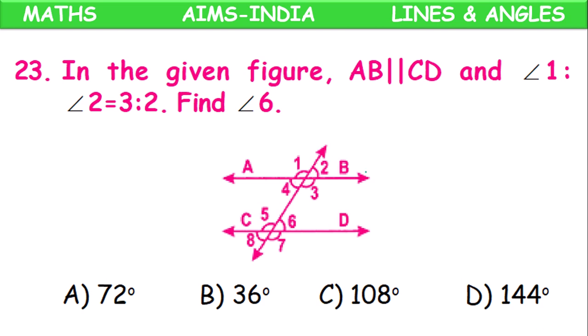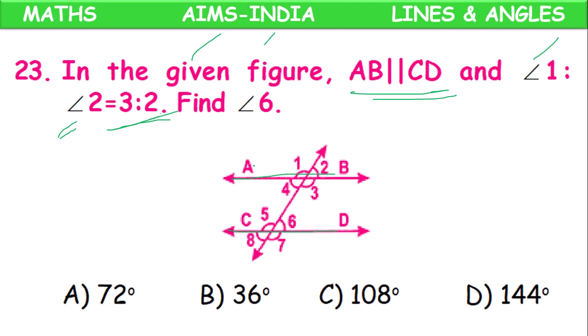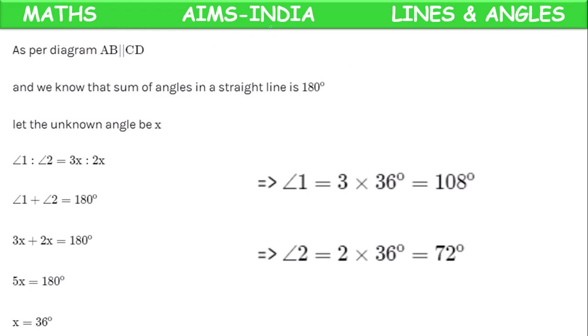Next, children. One minute, children. Next. In the given figure, AB is parallel to CD. Angle 1 and angle 2 are in 3:2 ratio. Means angle 1 equals 3x, angle 2 equals 2x. Then we have to find angle 6.